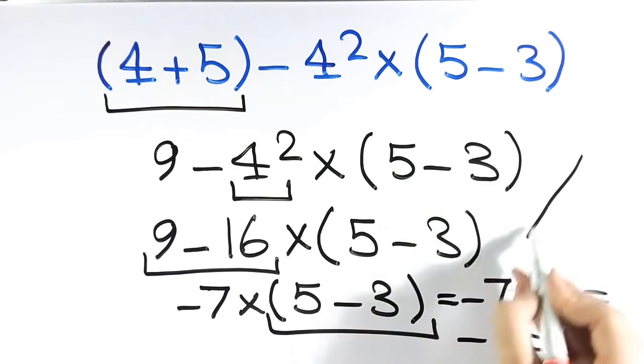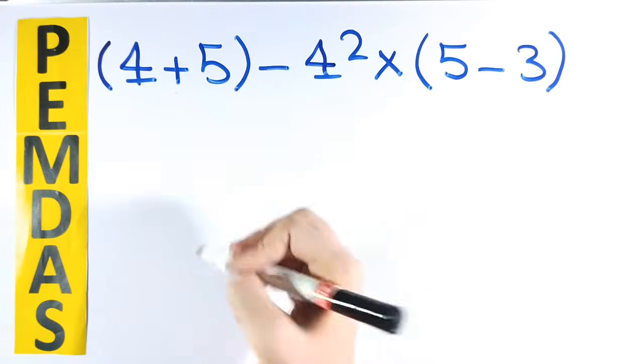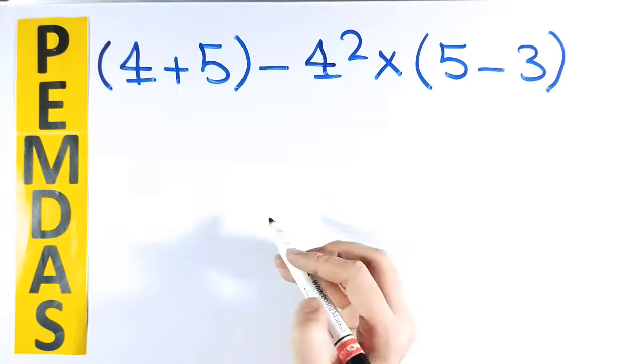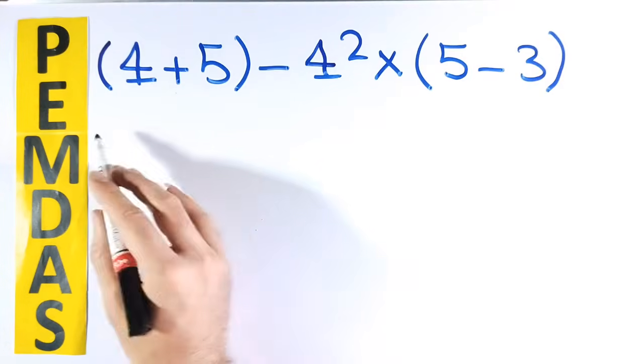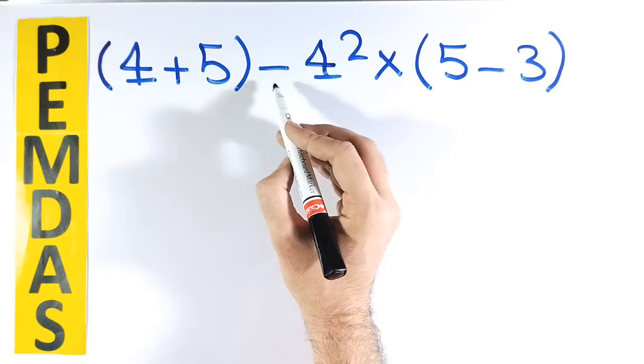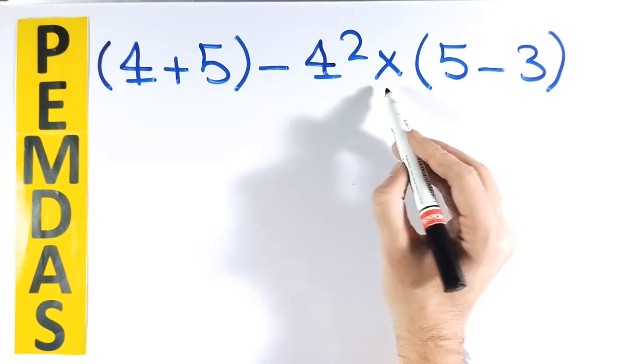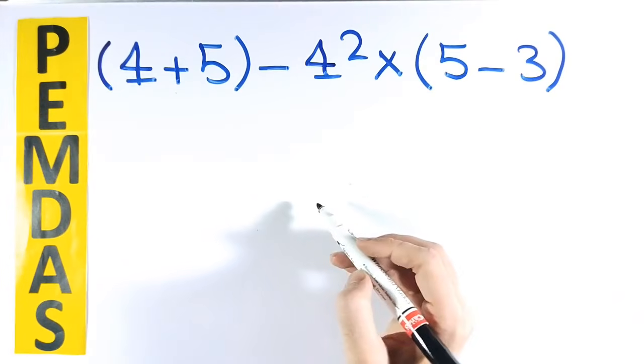But it's not the correct answer to this question. To solve this question, we must follow a rule that is called PEMDAS. As you can see on the screen, in this expression, first we have parentheses, then a subtraction sign, followed by an exponent, then a multiplication, and finally another parenthesis.